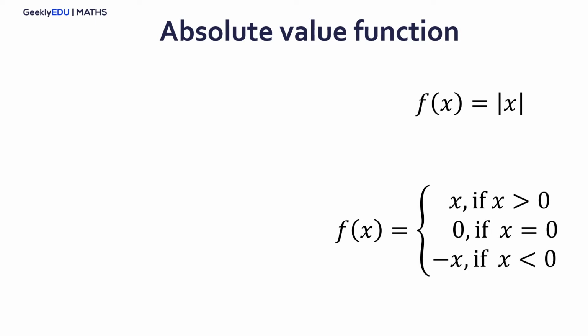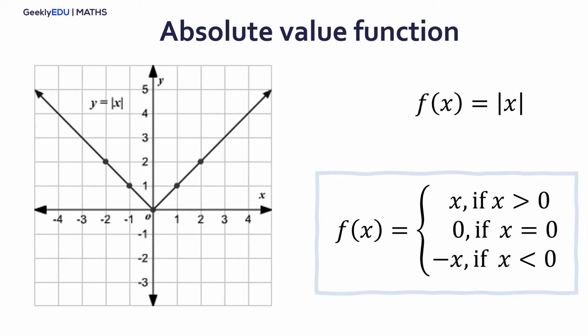In this case, we know that we are going to use the function x when x is bigger than 0. We are going to use the function 0 when x is equal to 0. And we are going to use the function minus x when x is less than 0. And if we plot it, we can see what this means. This is a piecewise function.